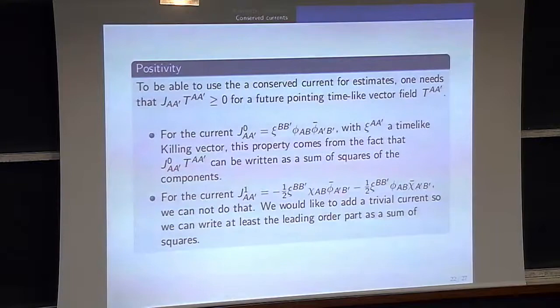This second current here, J1, we cannot even hope for that, because we have two different kinds of objects multiplied with each other. So we need to do some kind of integration by parts to get one derivative over to the other side.